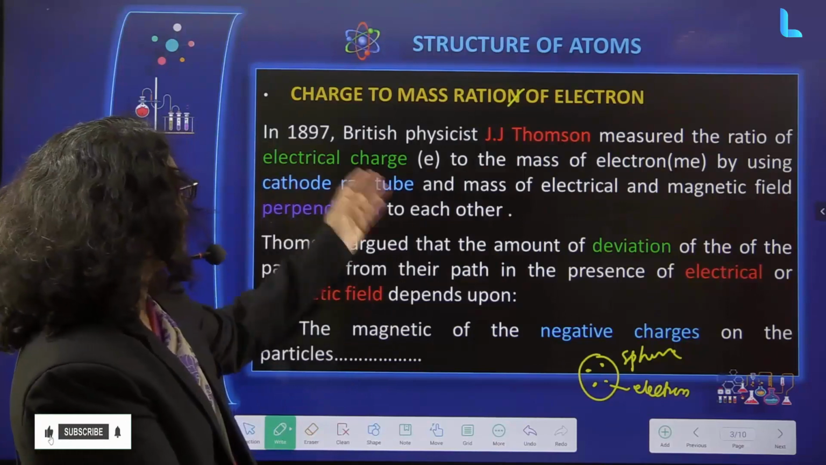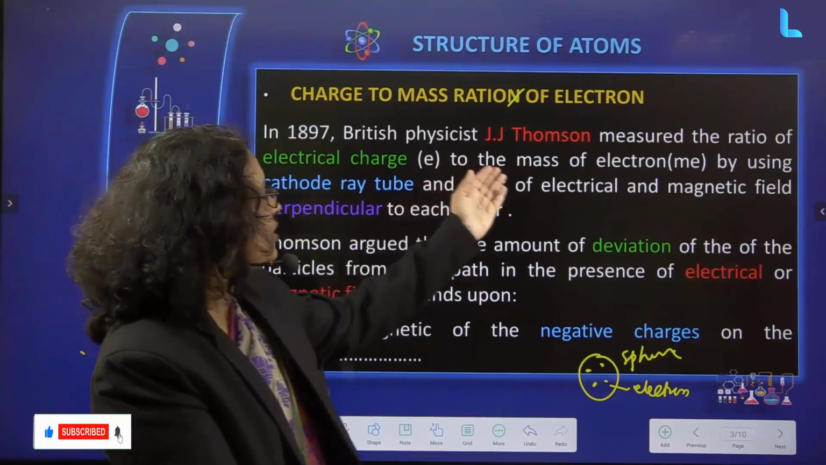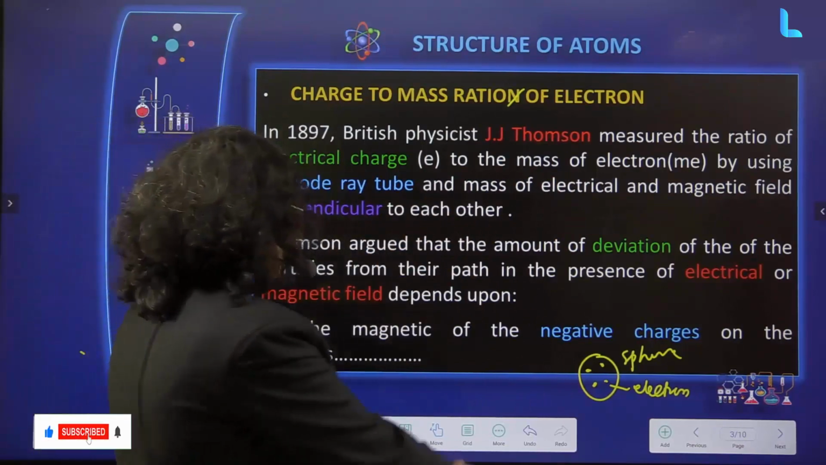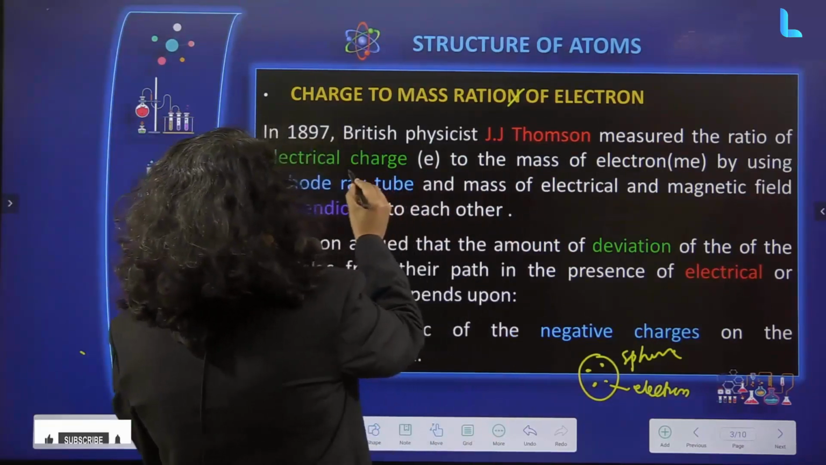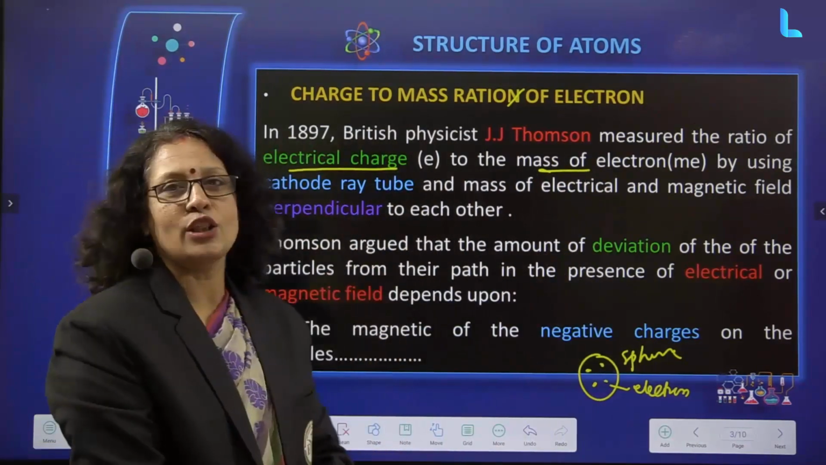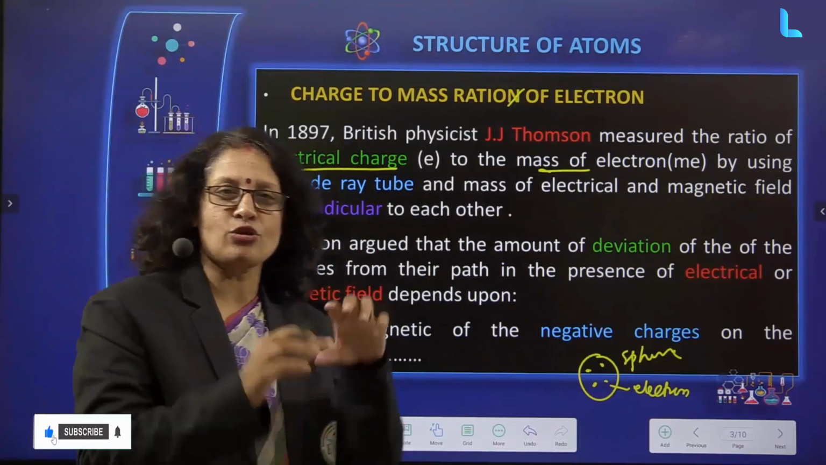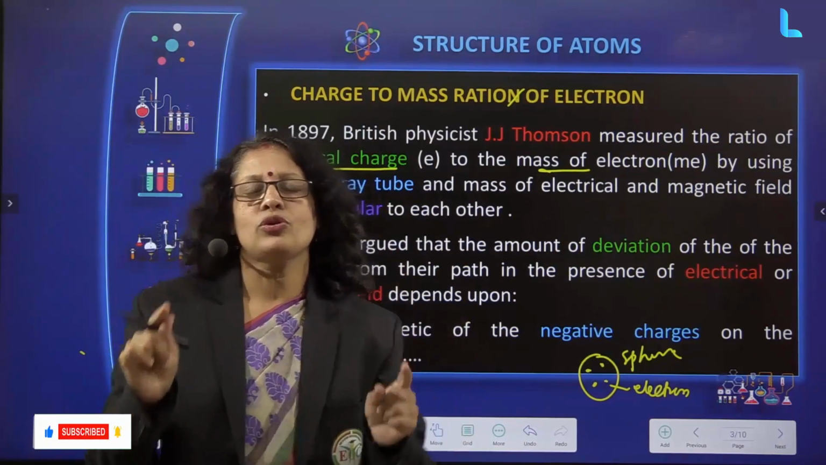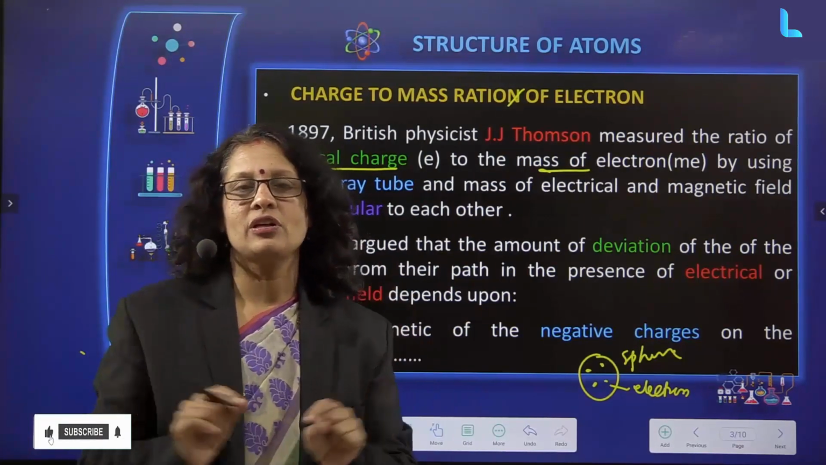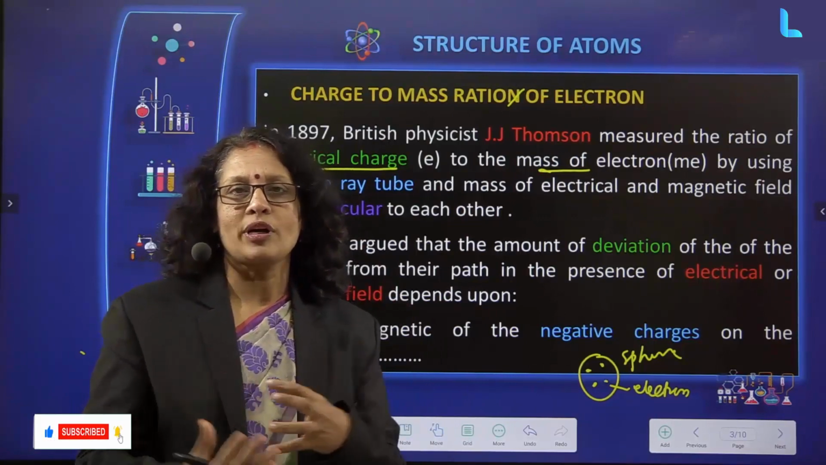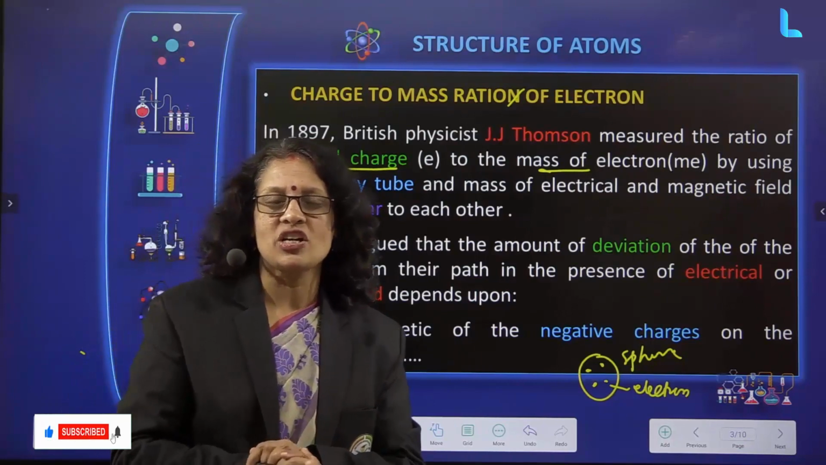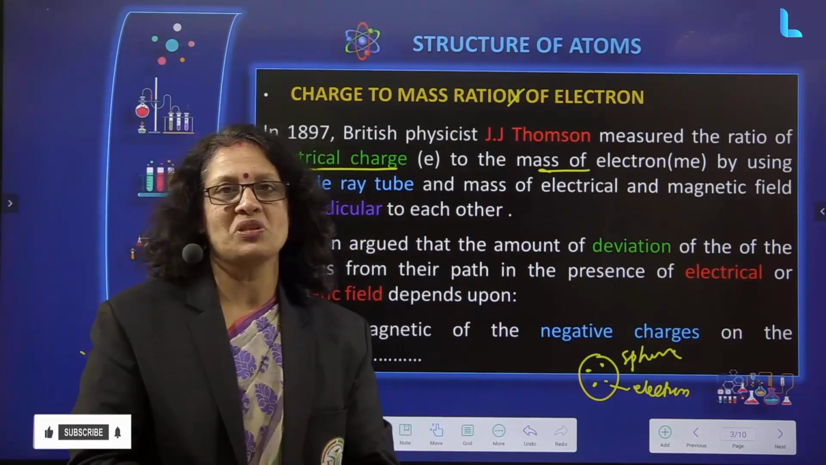Now let us see. In 1897, British physicist J.J. Thomson measured the ratio of electrical charge to the mass of the electron by using a cathode ray tube. We have already discussed that a cathode ray tube is a cylindrical glass tube. On both sides there are metallic plates acting as anode and cathode, and when a high voltage is applied, the gas filled inside with the vacuum, the gas particles get charged, and the charged particles start moving in a specific direction.